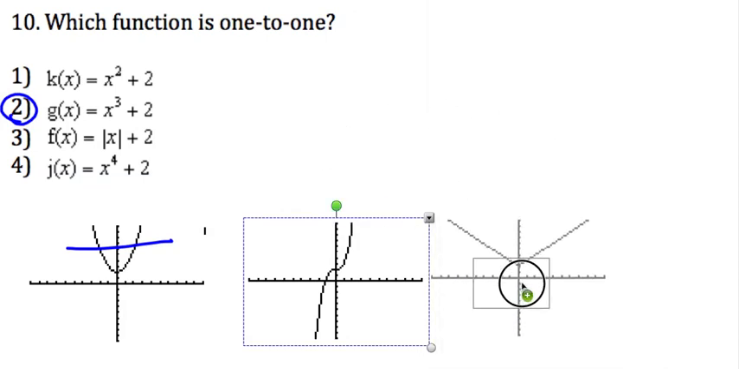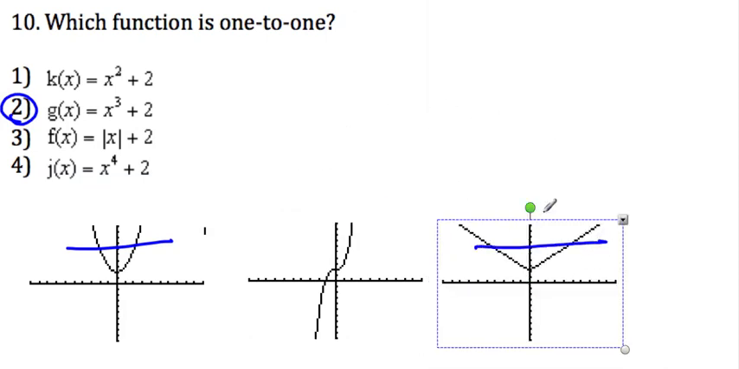Once again here, this is the third one. It's not going to pass the horizontal line test. So in fact, number 4 will look somewhat similar to the first one, and it's not going to pass the horizontal line test. So therefore, our answer will be choice 2.